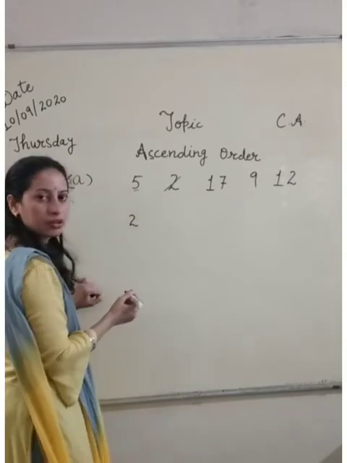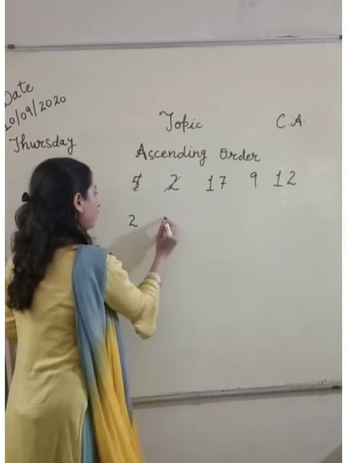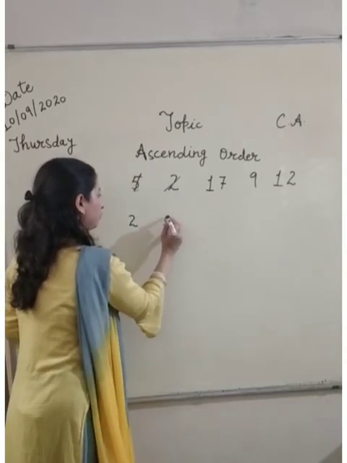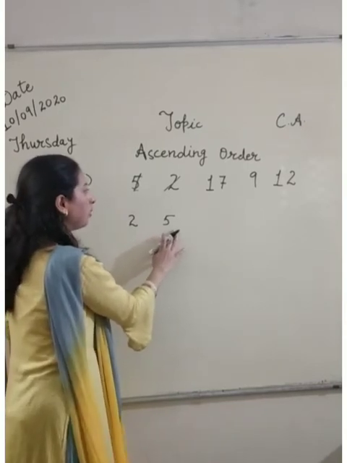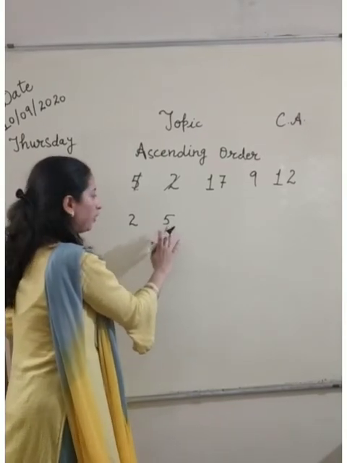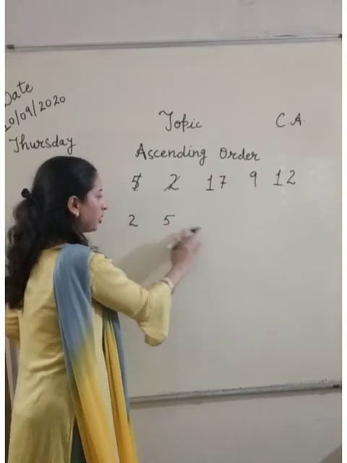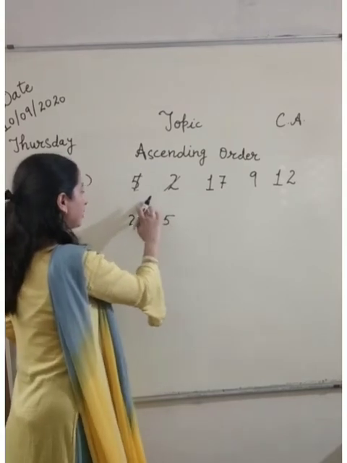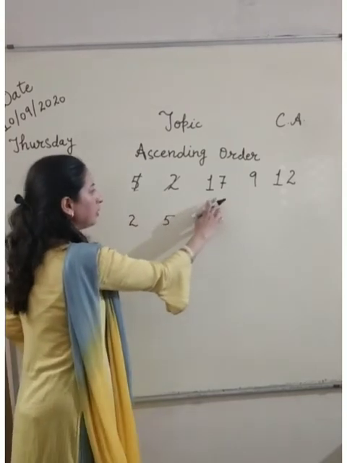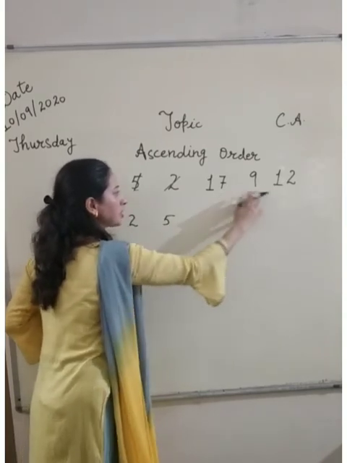5. See, greater number kaun sa hai? 5. Just cut down the number and write down here 5. Is it clear to you? After number 5, we will find which is greater than 5. Ab hame kaun sa number chahiye jo 5 se greater hai? Let us read the numbers 17, 9 and 12. There are 3 numbers written.